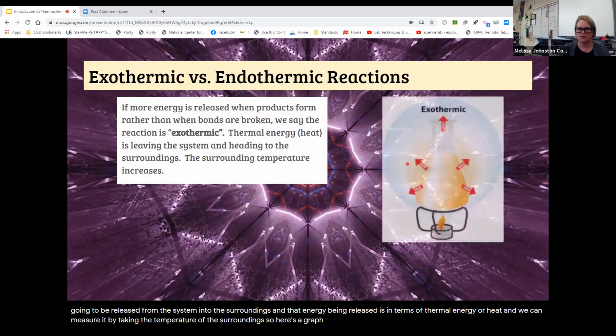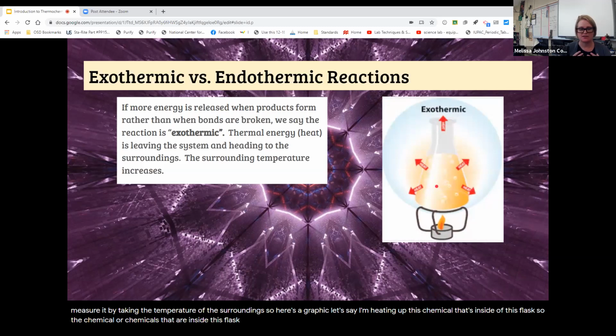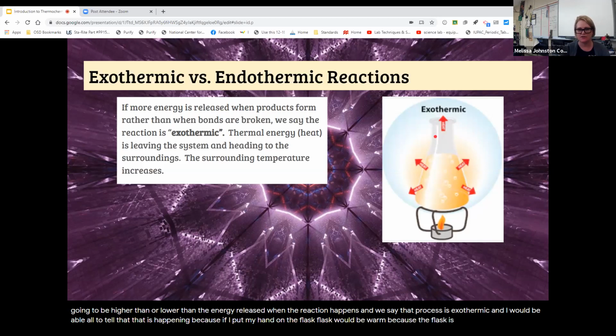So here's a graphic. Let's say I'm heating up this chemical that's inside of this flask. So the chemical or chemicals that are inside this flask would be the system. And as that is occurring, the energy that is entering the system is going to be lower than the energy released when the reaction happens. And we say that that process is exothermic. And I would be able to tell that that is happening because if I put my hand on the flask, it would be warm because the flask is part of the surroundings. Let's look at this graphically.